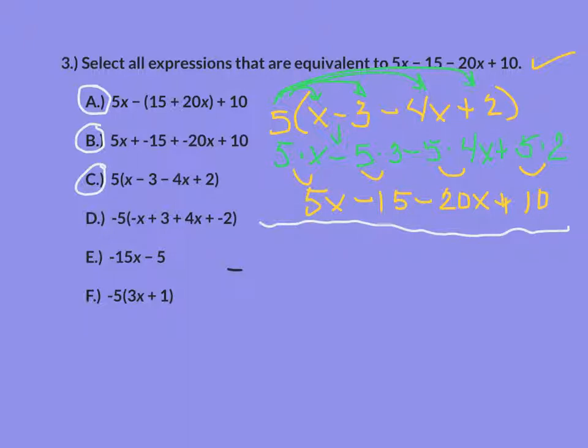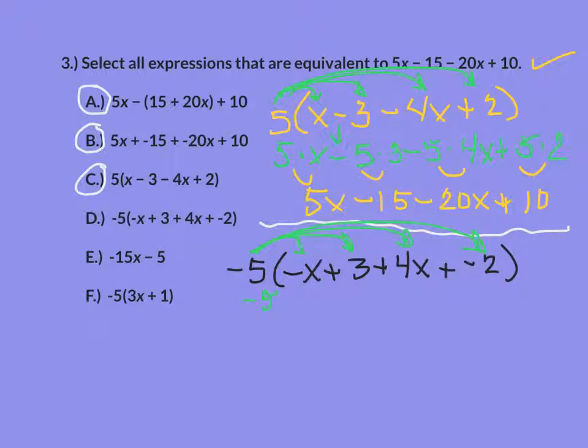D gives us negative 5 times the quantity of negative x plus 3 plus 4x plus negative 2. Are you ready? Woo! Is that fun? I think that's wicked fun.